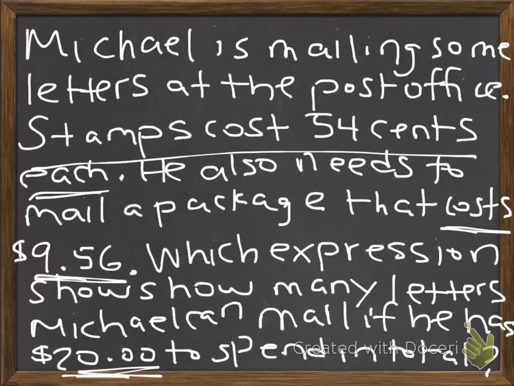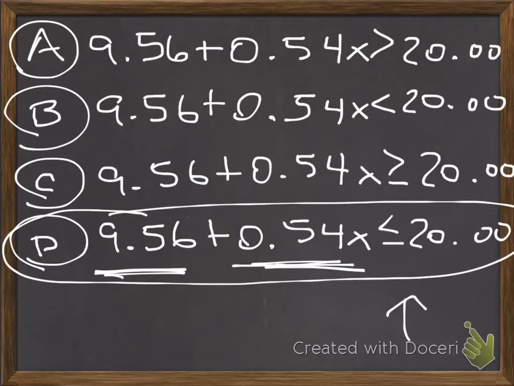But then which expression shows how many letters he can mail if he has $20 to spend in total? So we know our symbol has to be less than or equal to 20. Our choices are all the same first parts of the expression, just the symbols are different. So we just need to focus on the fact that it's less than or equal to 20. So that gives us D.